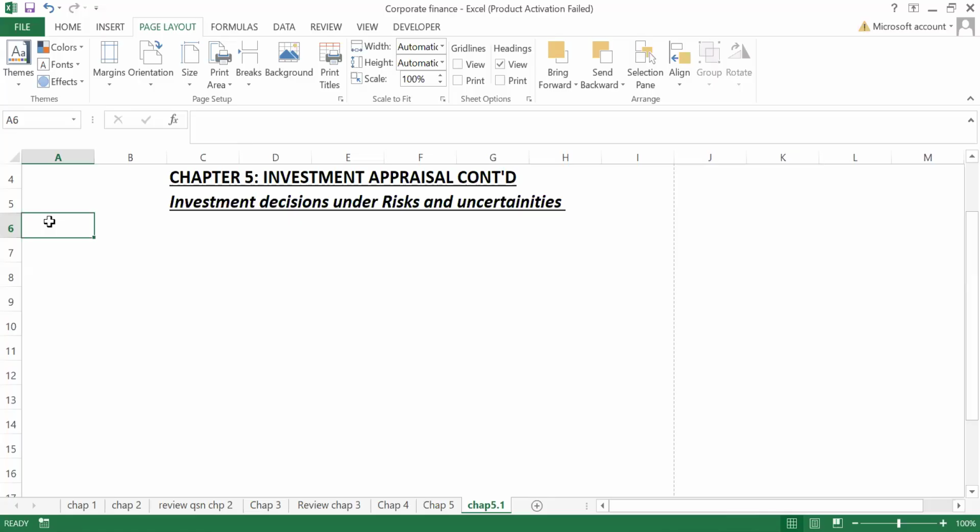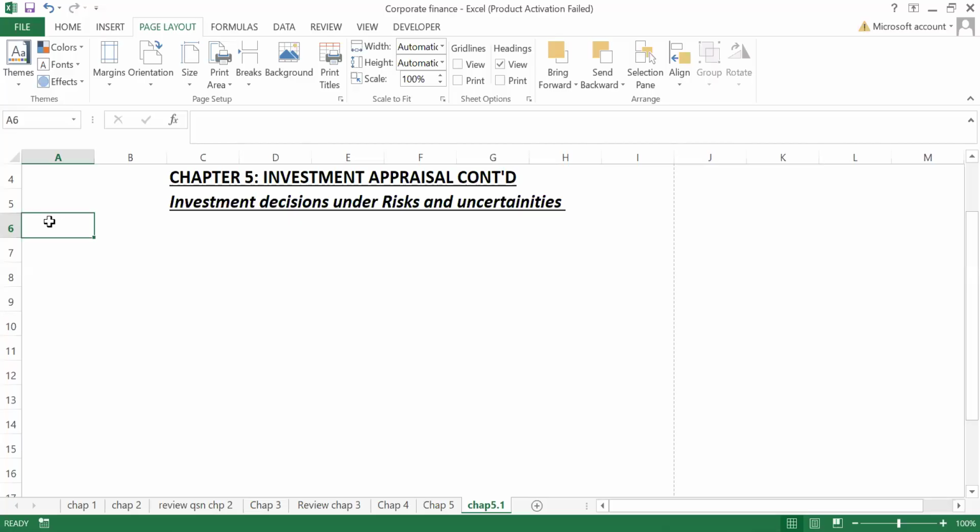You can use the probability, we can use the certainty equivalent factor, we can use sensitivity analysis, we can use simulations. Those are different methods which you can use to incorporate risks in our investment appraisal.